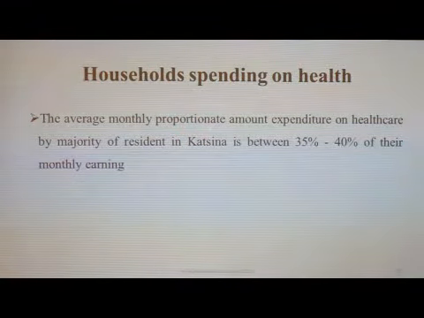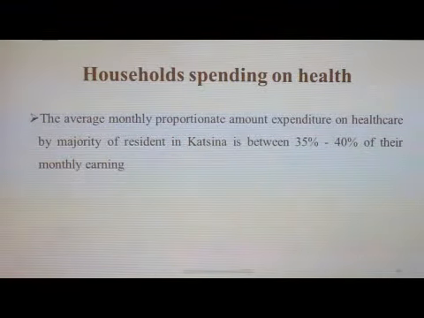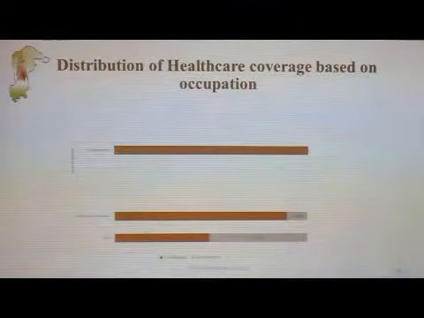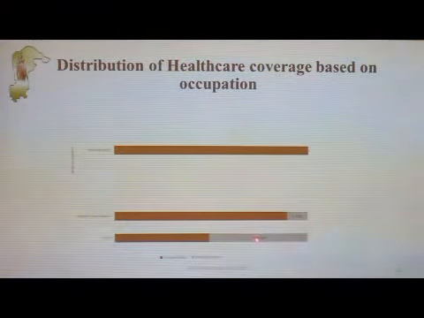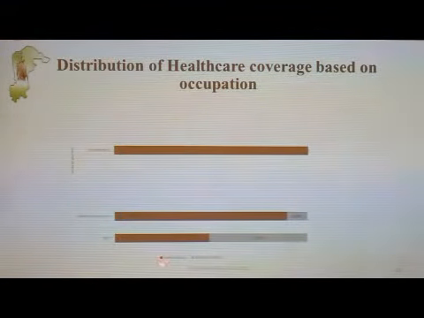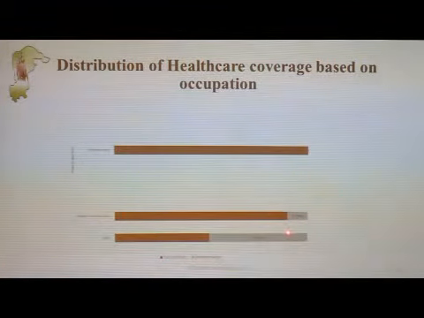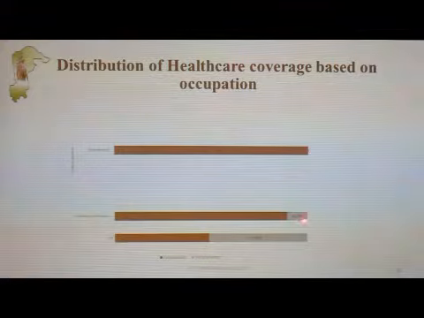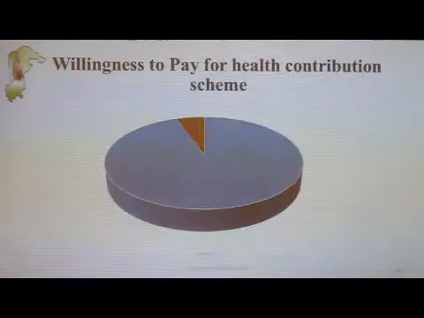The average monthly proportionate expenditure on health by the majority of residents in Katsina is between 35% to 40% of their monthly earning, which is catastrophic out-of-pocket expenditure. On the distribution of health coverage based on occupation, you see that 99.7% paid out of pocket among the informal sector people, and almost 0.3% among the people of the formal sector paid by health contribution.